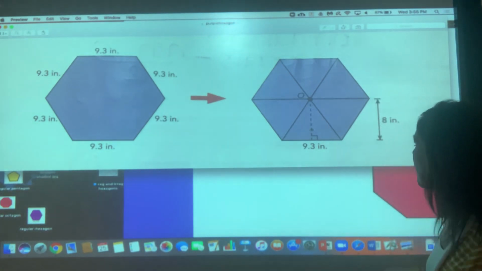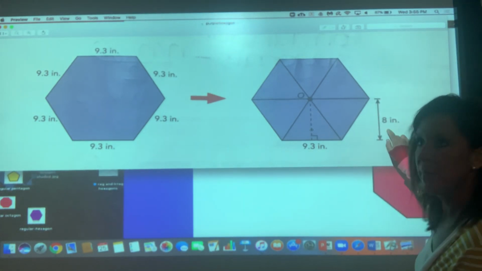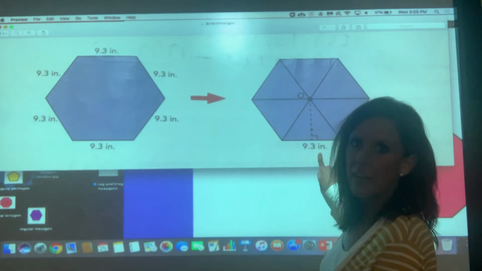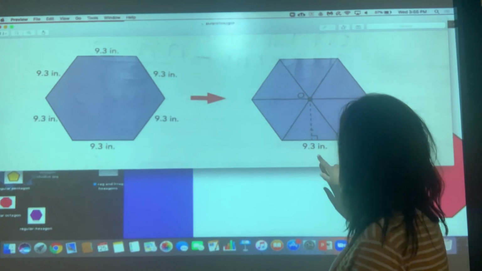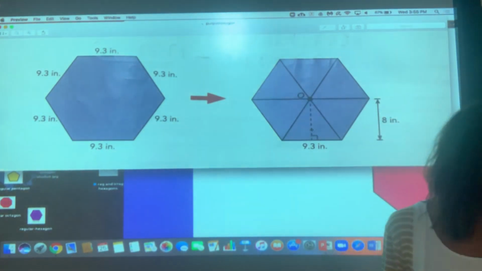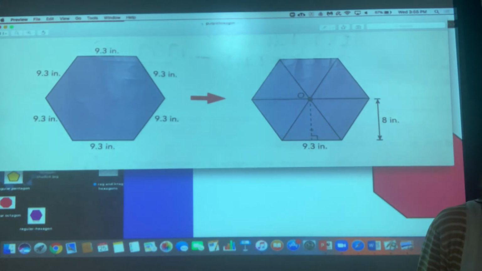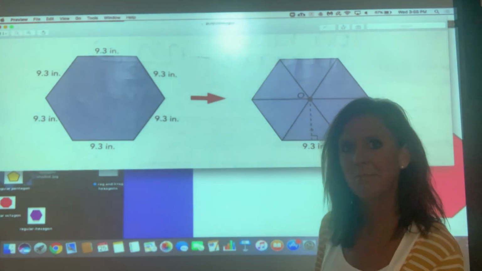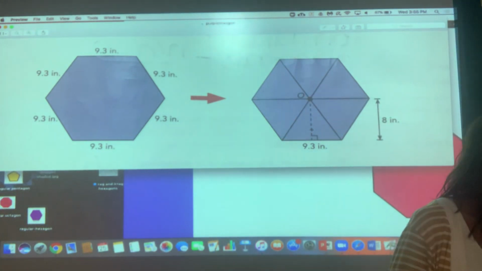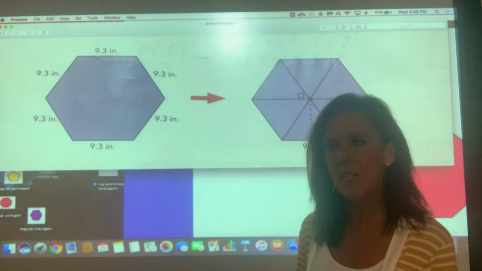Okay, hopefully you thought that the fastest thing to do would be to half that, make it a 4, and multiply that by 9.3. So 4 times 9.3. I'll give you a minute and see what you get. So 4 times 9.3. Okay, hopefully you got 37.2.